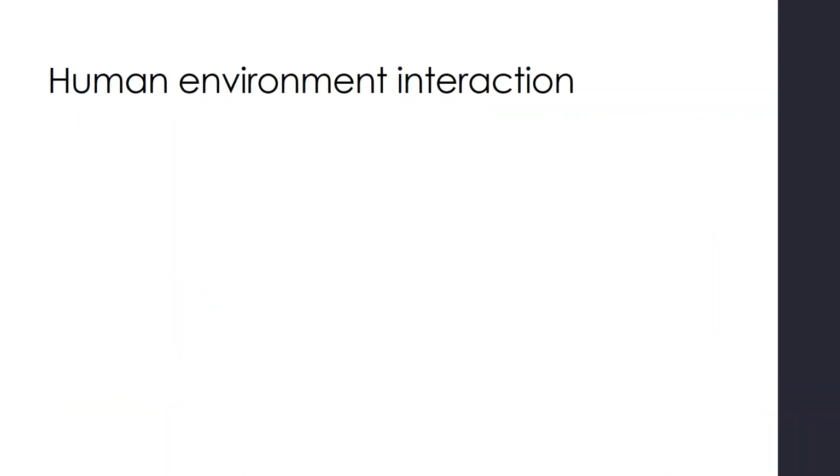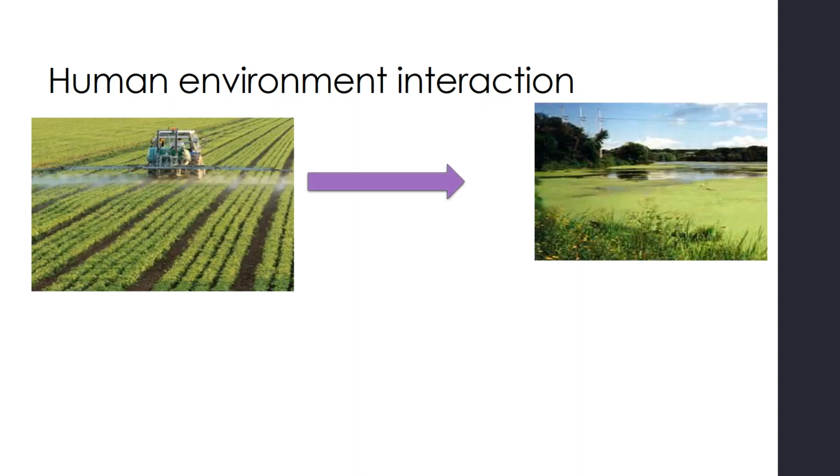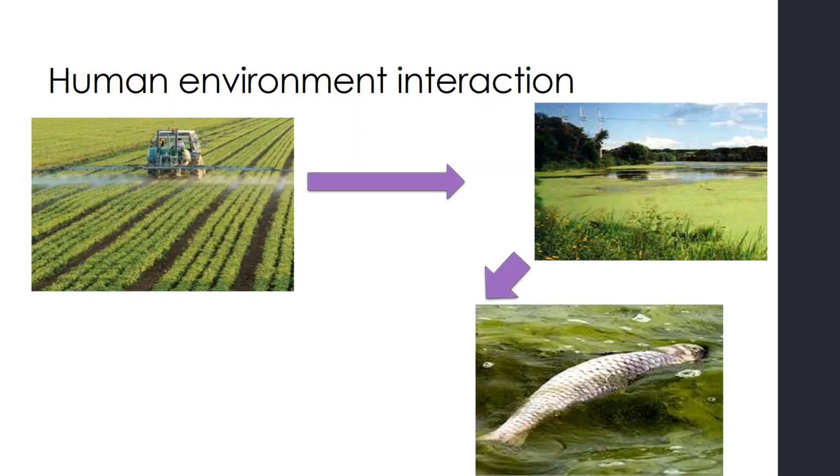The next thing is human-environment interaction. What I mean by human-environment interaction is we are always interacting with the environment, and the environment is always interacting with us. For example, here is a picture of industrial agriculture where we use lots of pesticides and lots of fertilizers. Sometimes these synthetic fertilizers run off into local waterways, and you get something called eutrophication. Basically that fertilizer fertilizes the algae in those waterways and causes the algae to bloom and choke out everything else. Sometimes this can kill fish.